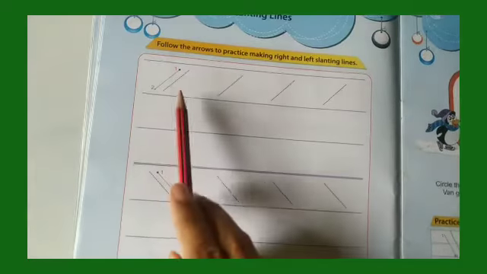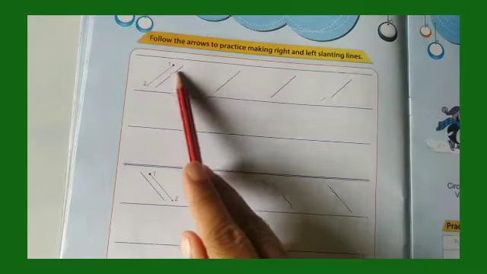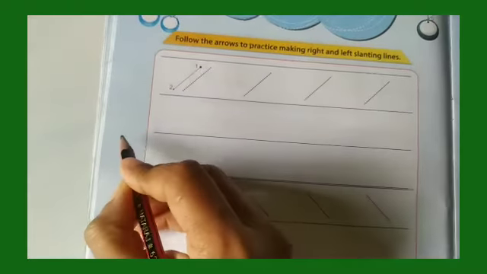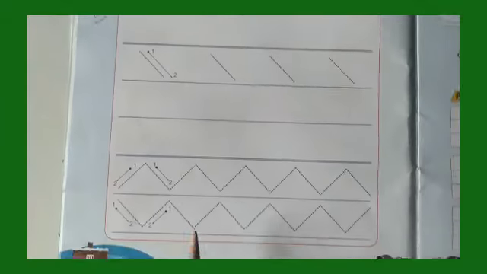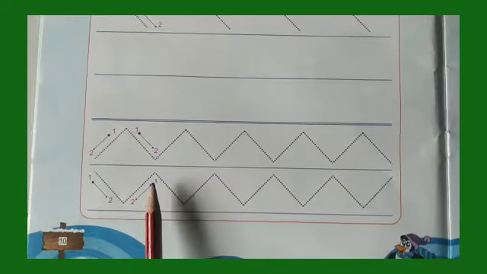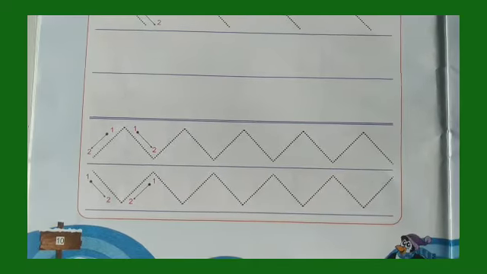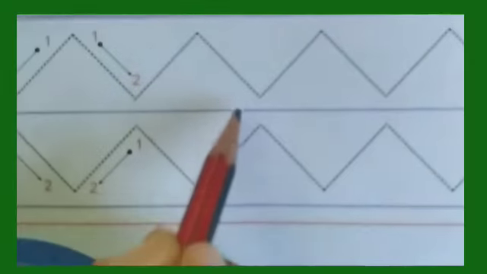So children, since you already know these slanting lines, the right slanting lines and the left slanting lines, this portion you will do as homework. We will only do this part as the classwork, right? Zigzag line. You see a zigzag line, right?